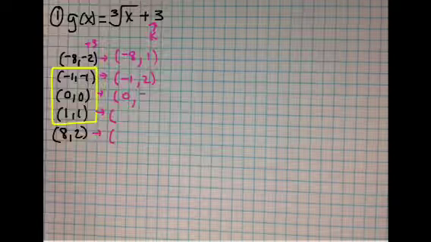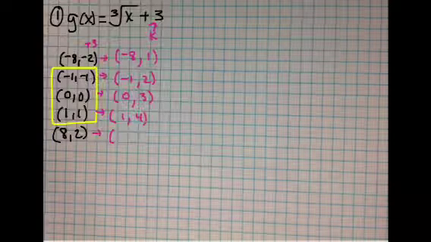So the k value is 3. That means that we're going to be adding 3 to all the y's. The x's do not change, so you end up with negative 8, 3 minus 2 is 1. Negative 1, 3 minus 1 is 2. 0, 0 plus 3 is 3. 1, 3 plus 1 is 4. And 8, 2 plus 3 is 5.